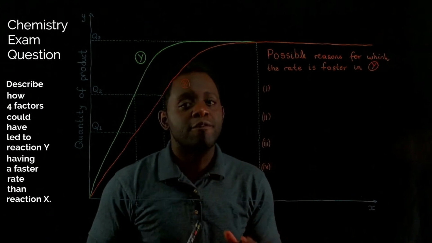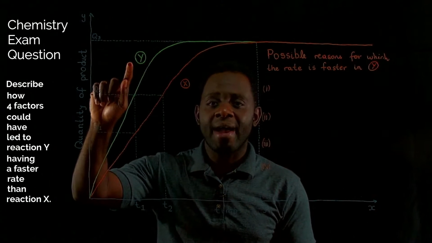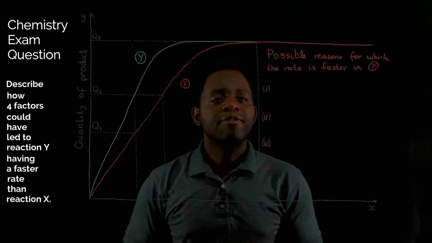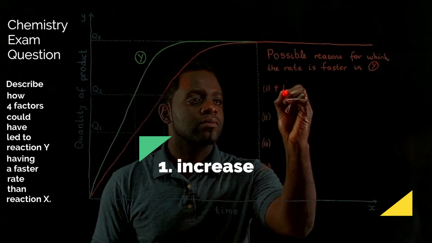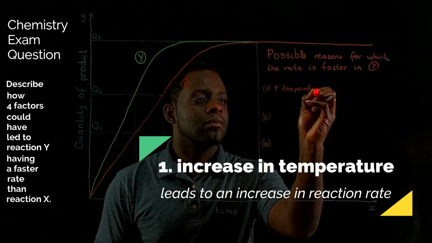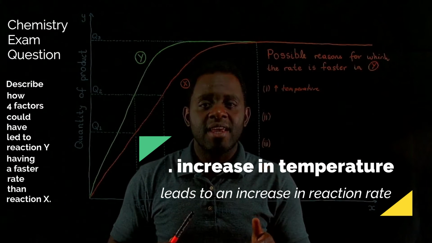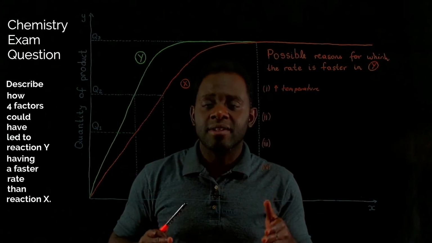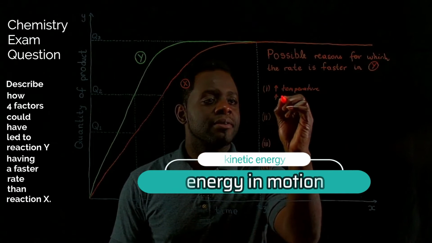Now let's discuss the 4 factors that could have caused the rate of reaction Y to be higher than the rate of reaction X. The first point is an increase in temperature. Now, if reaction Y is occurring at a higher temperature, that means the reactant particles have more kinetic energy.